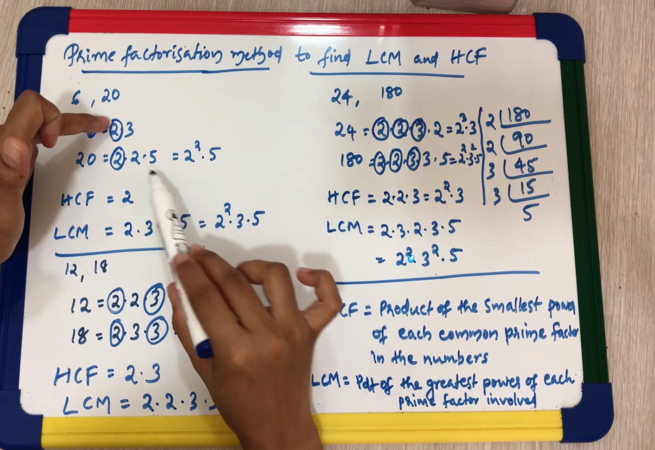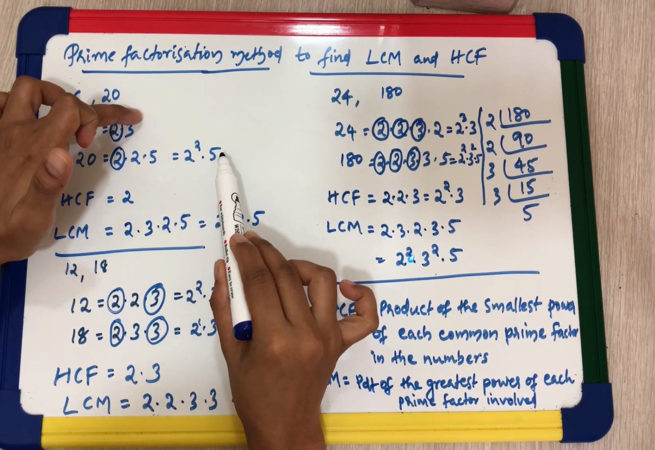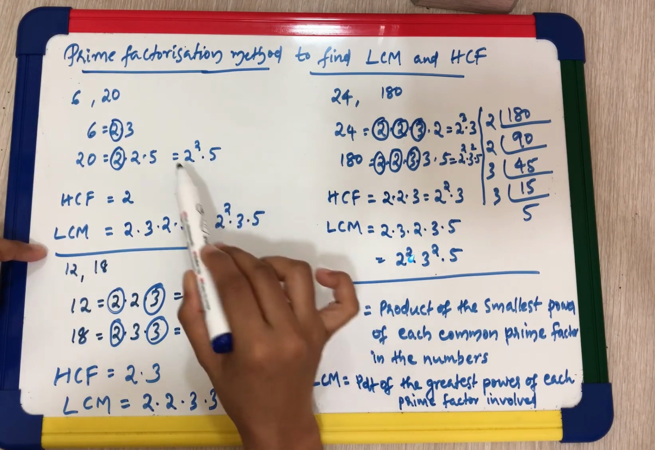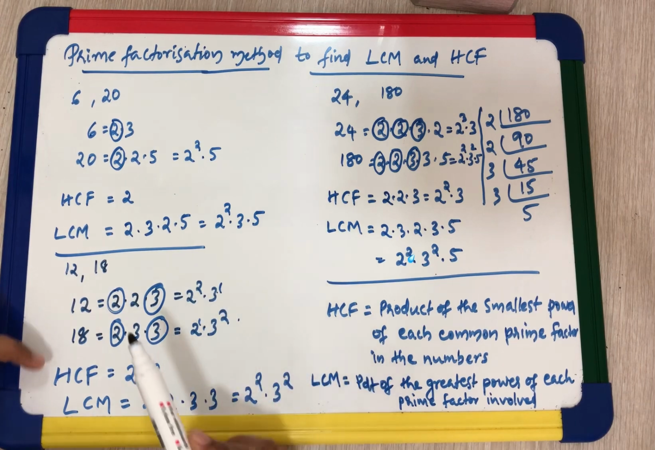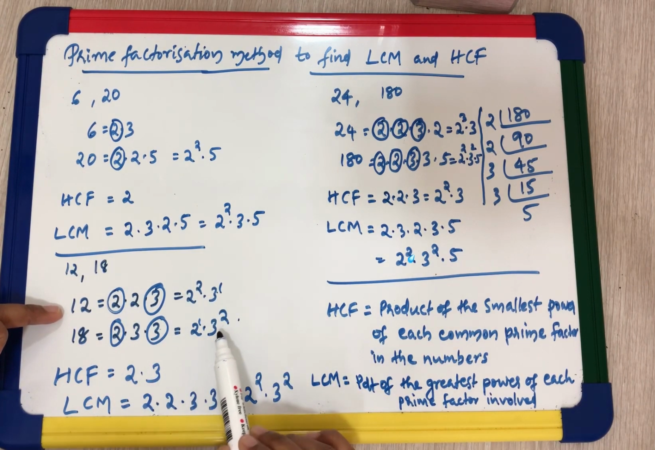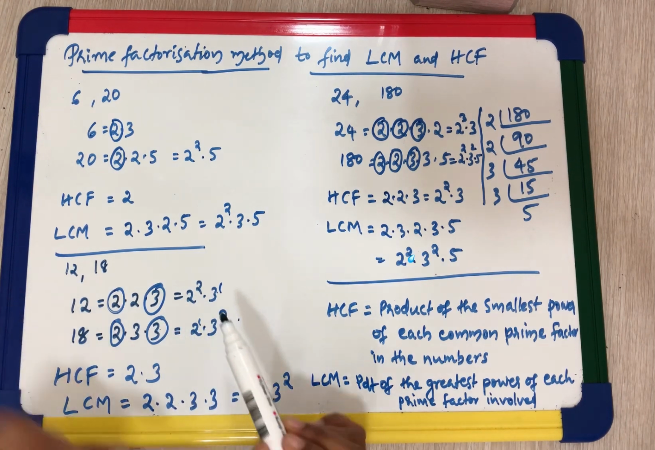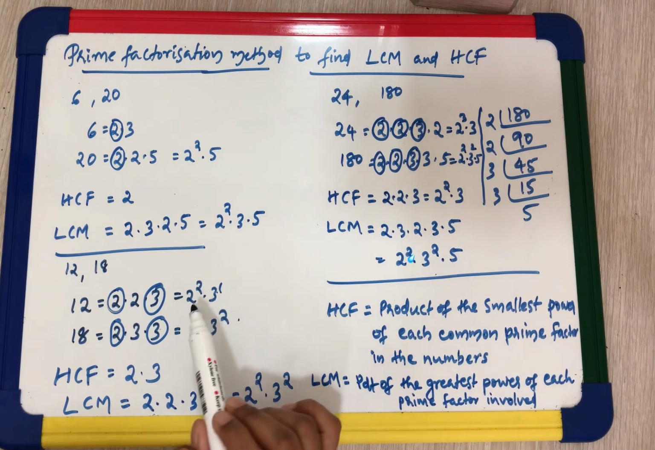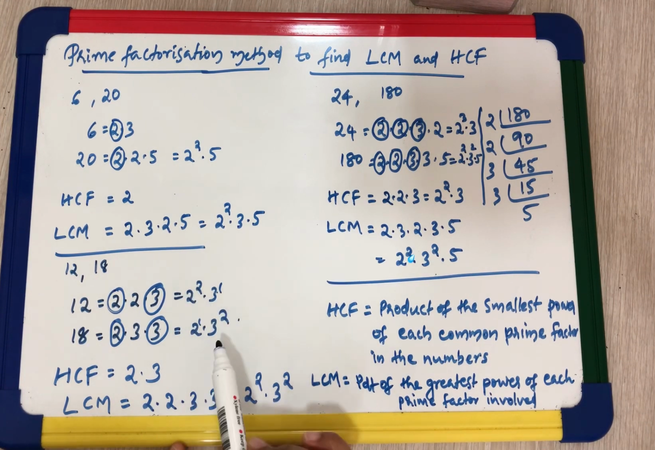Here the greatest power of 2 is 2 square, and 3 is 3 raised to 1, 5 is 5 raised to 1. Therefore, LCM is equal to 2 square into 3 into 5. Next example, 12 is 2 square into 3 raised to 1 and 18 is 2 raised to 1 into 3 square. The prime factors are 2 and 3, and the greatest power of 2 is 2 square and of 3 is 3 square. Therefore, LCM is equal to 2 square into 3 square.